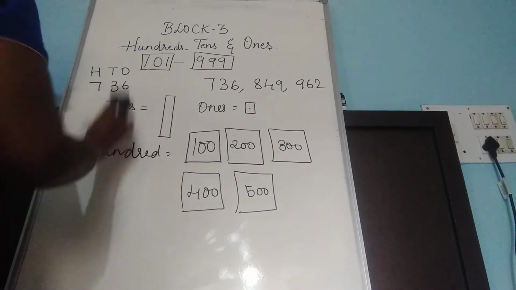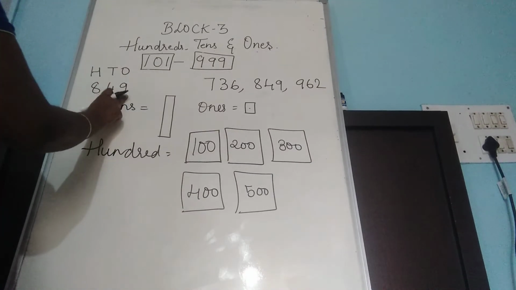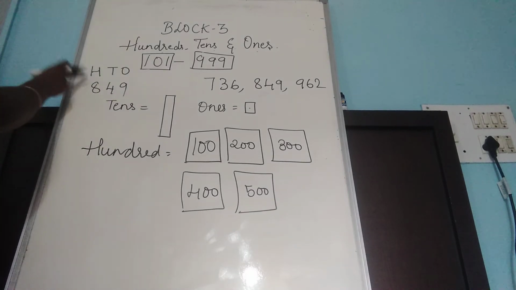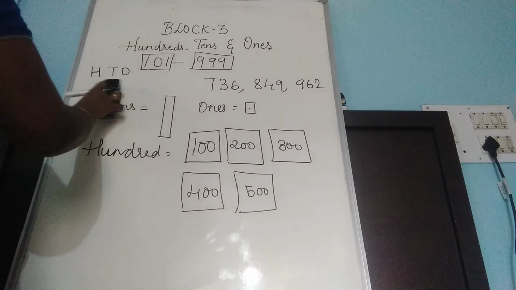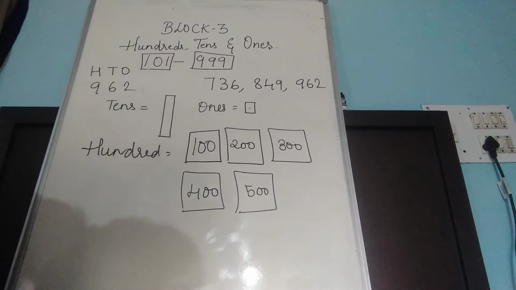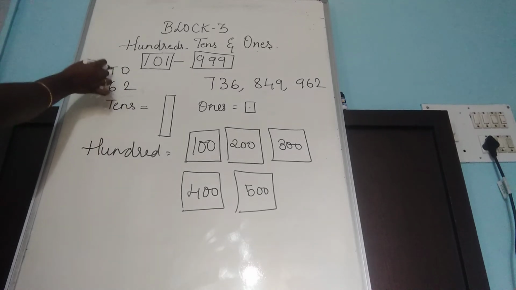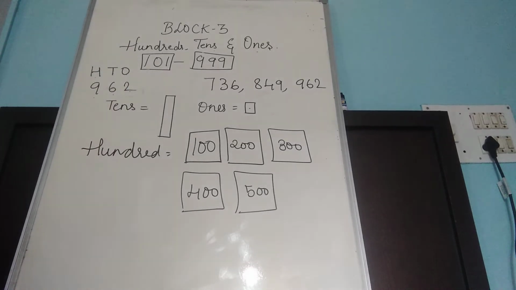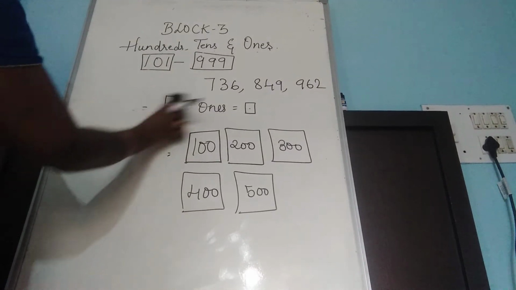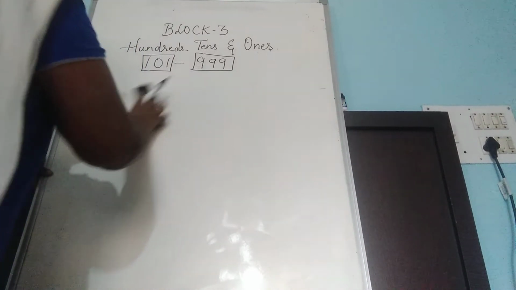The same way, 849. So 9 is in 1's place, 4 is in 10's place, and 8 is in 100's place. The next example is 962. So here in 962, 2 is in 1's place, 6 is in 10's place, 9 is in 100's place. Okay, so now you have learned the place value chart. Let's represent the numbers. For this, we'll go straight away to our exercise.